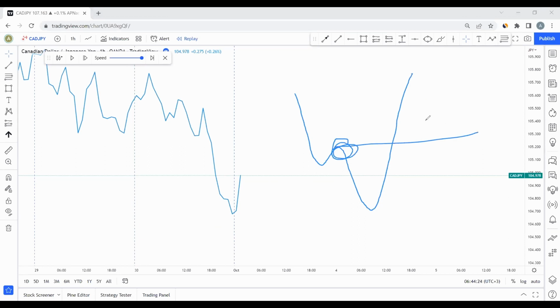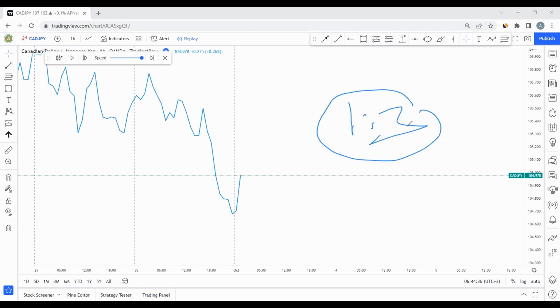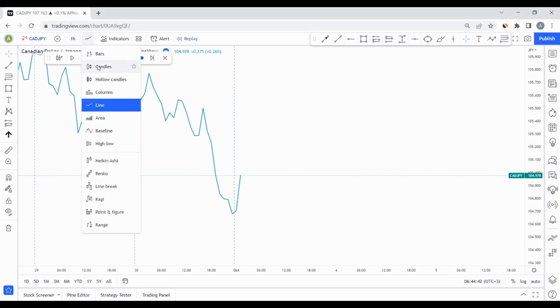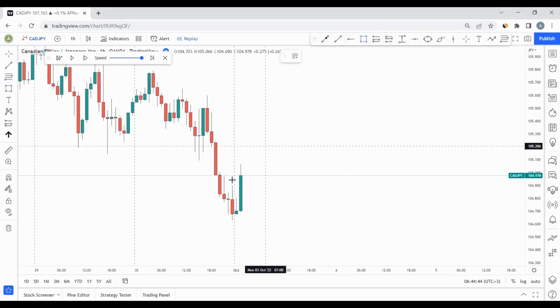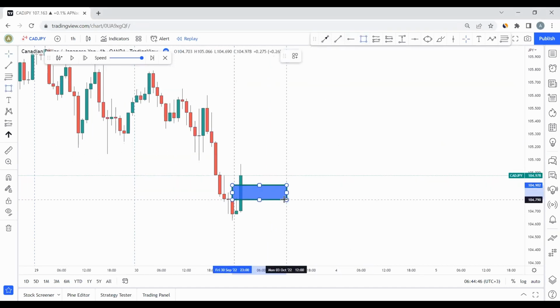When it comes back to the neckline, then we're going to observe how did it approach. Was it a weak test? Then we go to our entry time frame and then we can take the buy. We're looking for a risk to reward ratio of 1 to 3. I've already explained that, right? So let's just go back to the candlestick chart. I'm just going to mark this area here like this. So let's play.